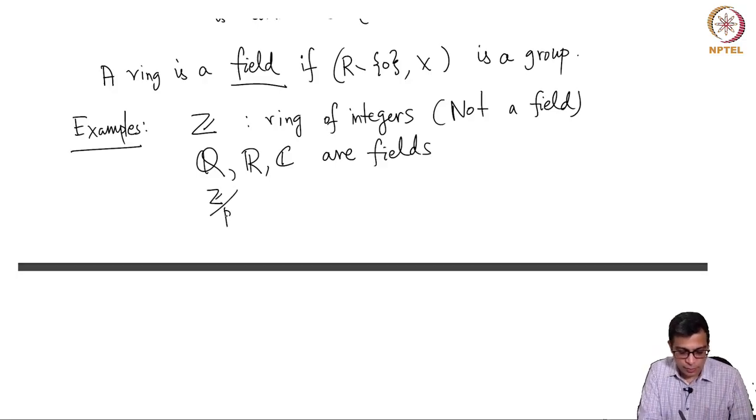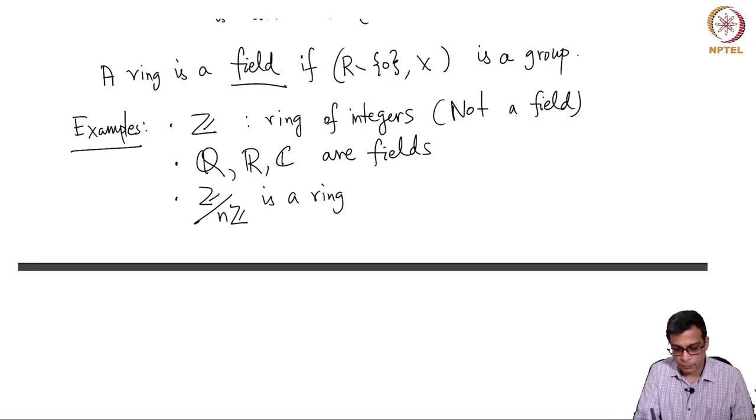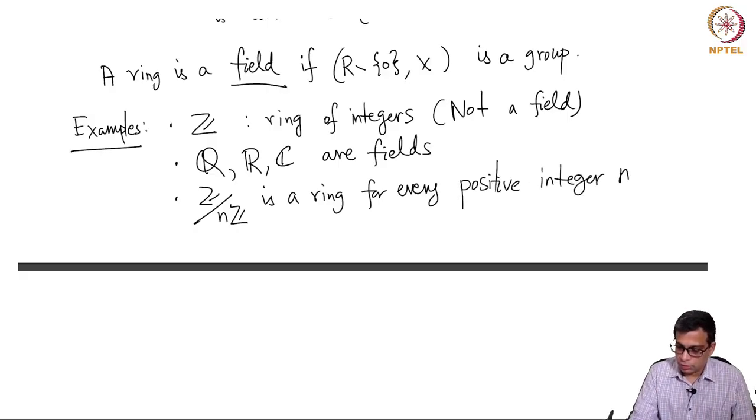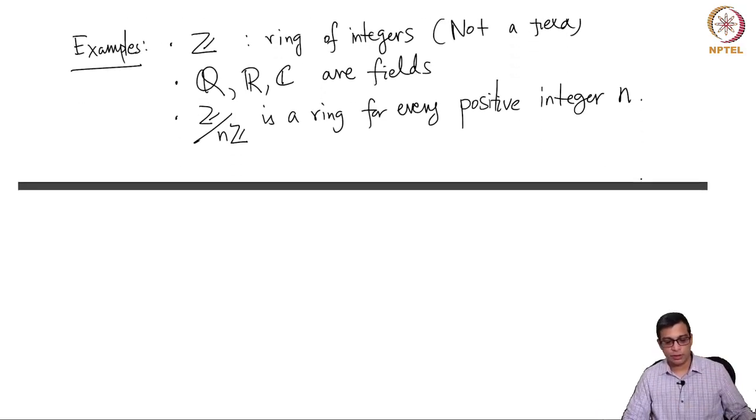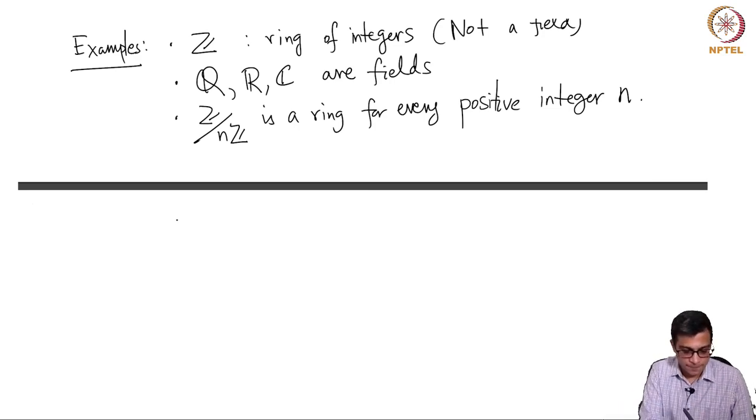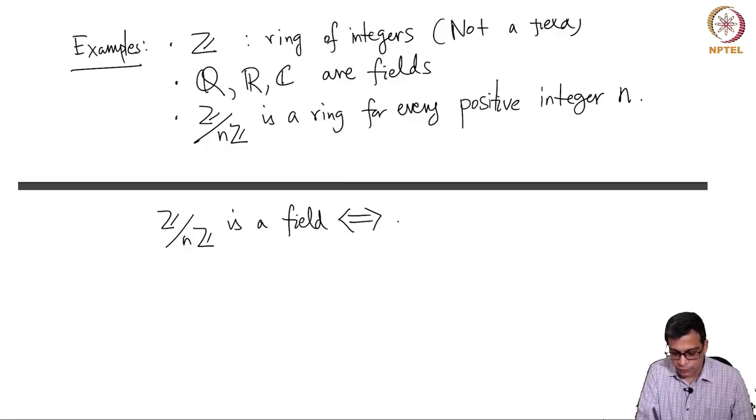Also we can consider Z mod PZ, or in general Z mod NZ. These are classes of rings. Z mod NZ is a ring for every positive integer n. This is an important ring for us, integers modulo n. You can go modulo an ideal, and that gives you a quotient ring. I am not discussing those in detail. And we know that Z mod NZ is in fact a field if and only if n is prime.